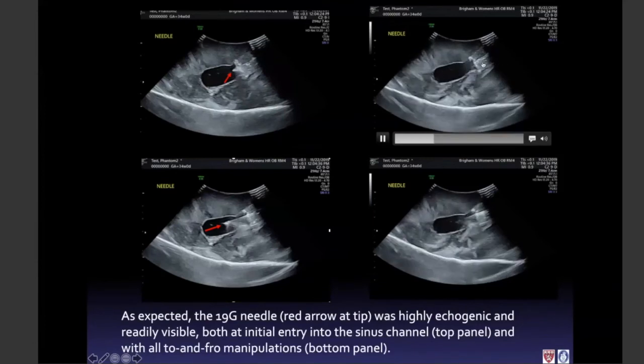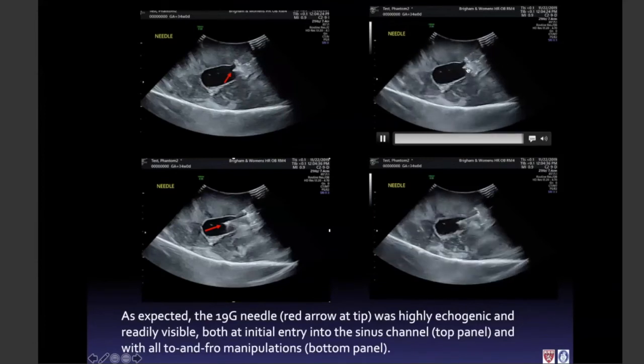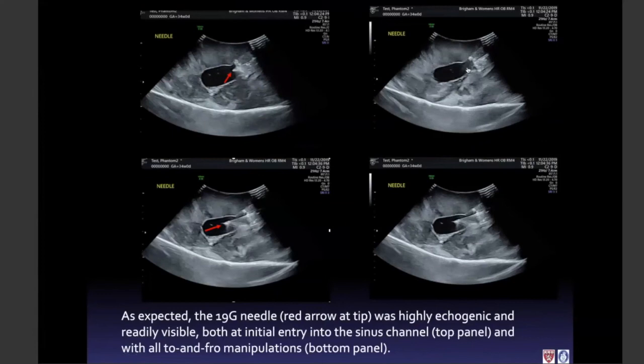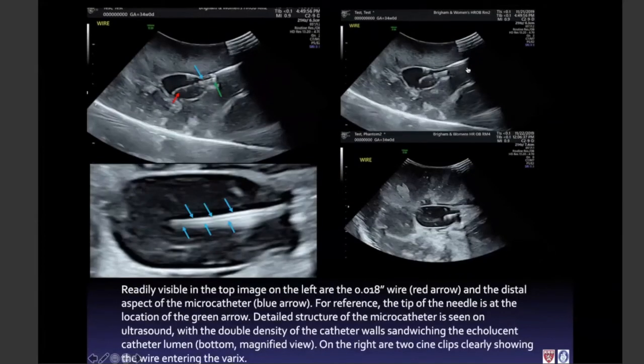So you can see the needle entering the back of the Falcine sinus here, and you can see the microcatheter and microwire coming through. You can see the degree of resolution. You can actually see the lumen in the middle of the microcatheter here, easily visible. Here's the wire coming into the varix.